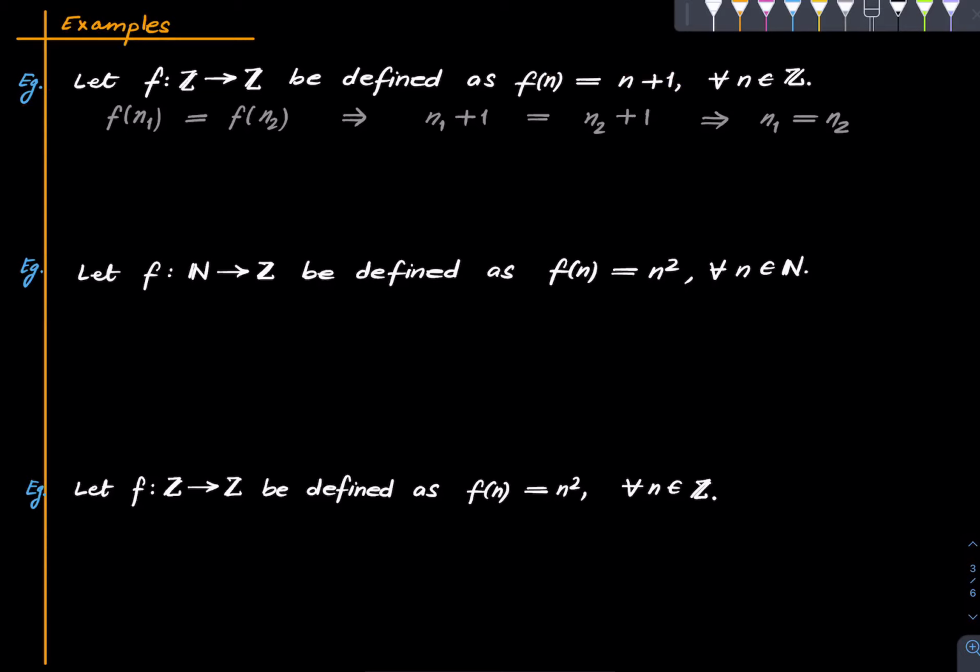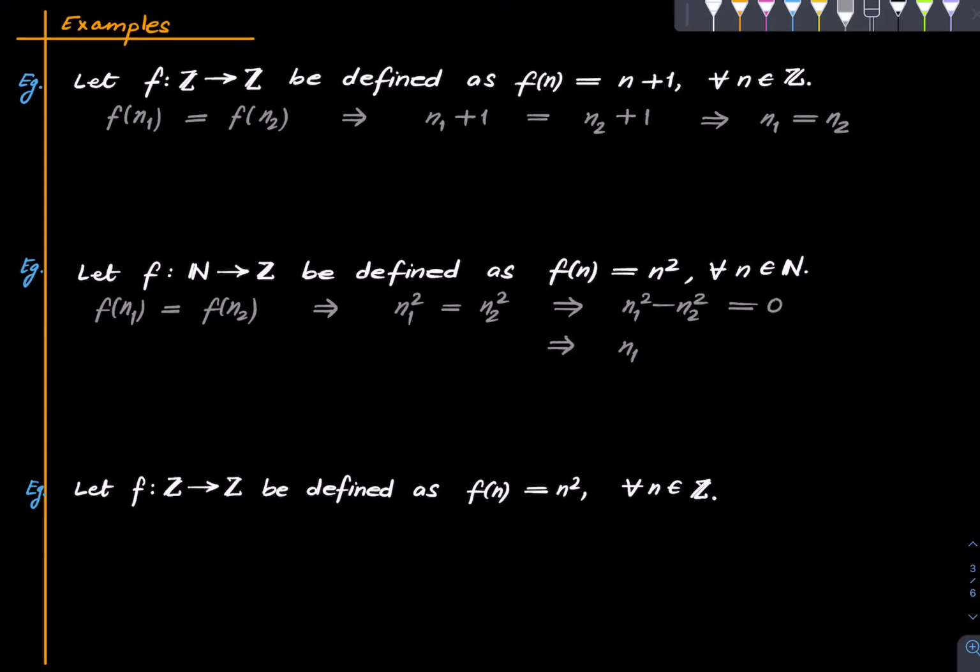The next example is, suppose we have the function from N to Z, naturals to integers, defined in this fashion. Is it injective? It is indeed injective because suppose f(n1) equals f(n2), then n1 squared equals n2 squared. Therefore, n1 squared minus n2 squared is 0.